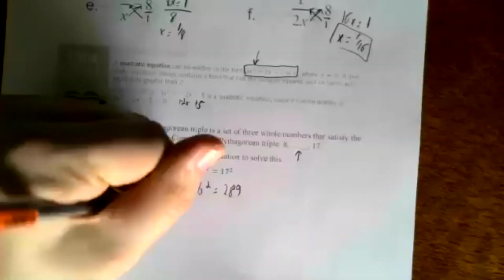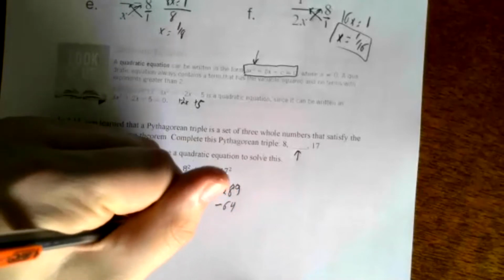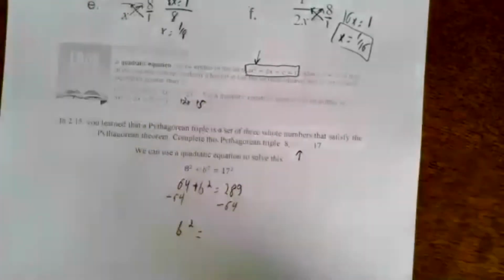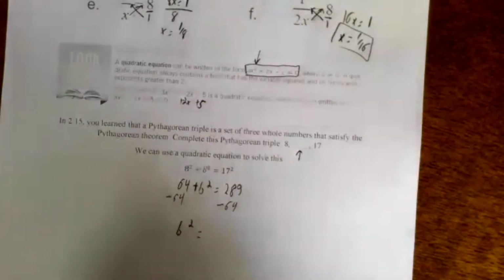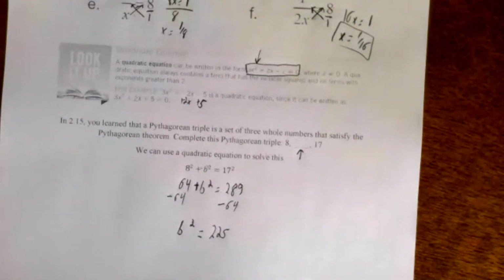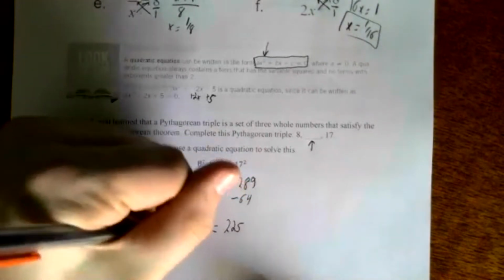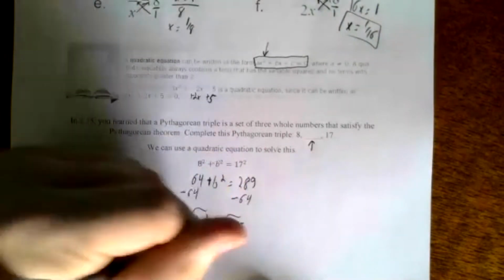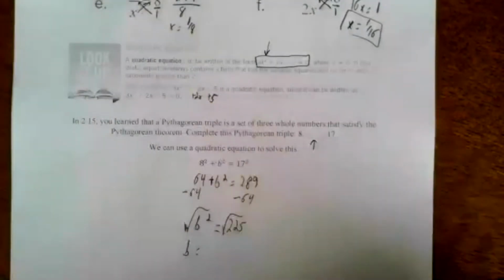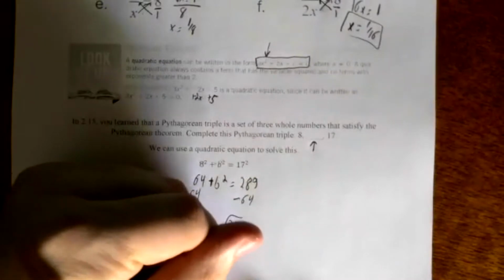Now you got to subtract 64 from 289. Yep, subtract 64 on both sides. So we get b squared equals 289 minus 64, which is 225. Right? And then now I can square root, right? Because I just have b on one side and a number on another. So we'll square root both sides. So we get b equals the square root of 225, which is 15.